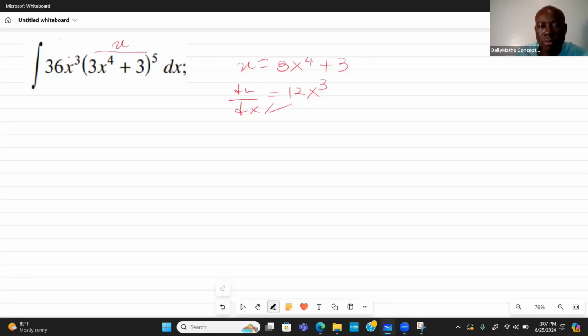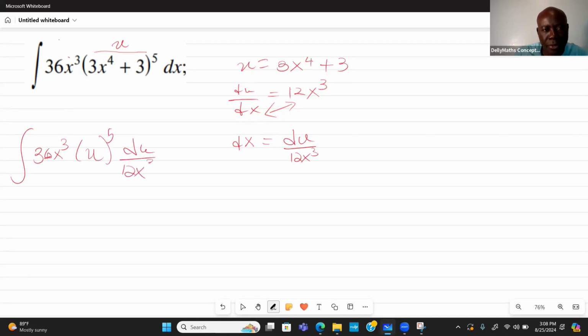Now, we want to make sure that we have dx as a subject. So dx is really equal to du divided by 12x to the third. So we simply just switch these around right there. All right, so let us see what we have. What we really have is the indefinite integral of 36x to the third, and remember this is now u raised to the fifth, and I'm going to replace dx with du over 12x to the third.